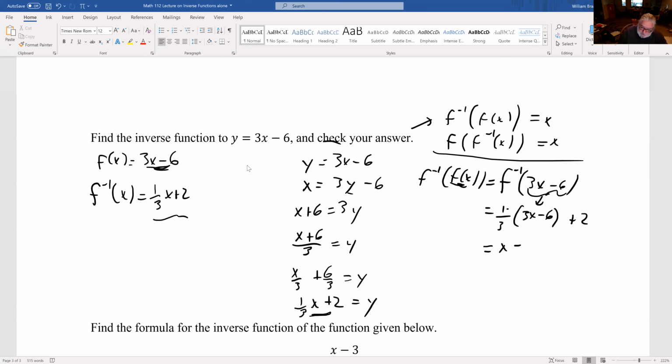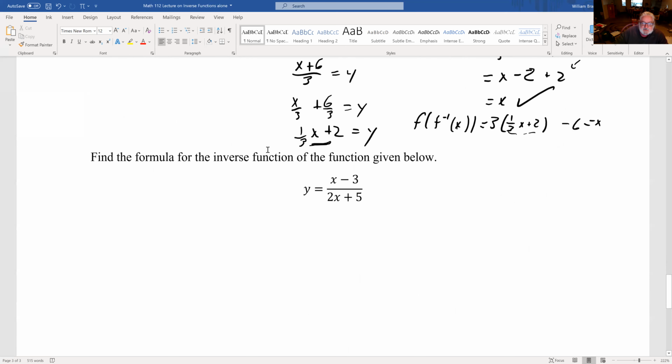Now when we distribute the 1/3, we get x, and 1/3 times minus 6, that is minus 6 divided by 3, is minus 2, and plus this 2 that comes down, we just get x, which is what we wanted. And you can do f of f inverse of x. What does that mean? That means you take the formula for f of x, which is 3 times whatever it's fed minus 6, and you plug into here, for the x, the formula for f inverse, which is 1/3 x plus 2. And if you multiply this out, you'll get that equals x.